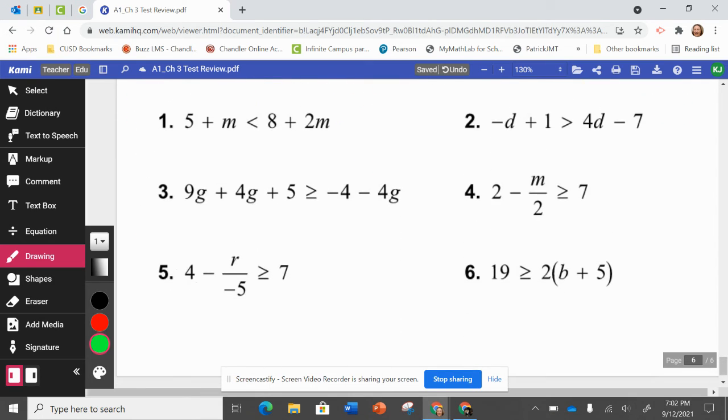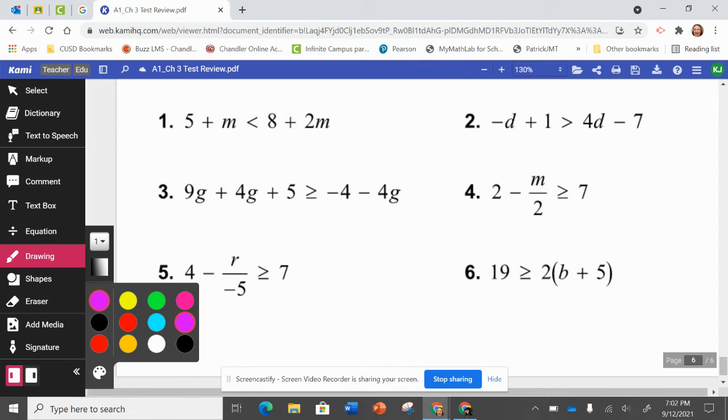Last but not least, reviewing a little bit about inequalities and solving. Remember, we solve inequalities like we do any other equation. Very little differences. We have to worry about this inequality sign at the end. So we're still combining like terms. So I want to move the m's together. Every time we're combining like terms, we are adding or subtracting. So to move this m over, I'm going to subtract m from both sides.